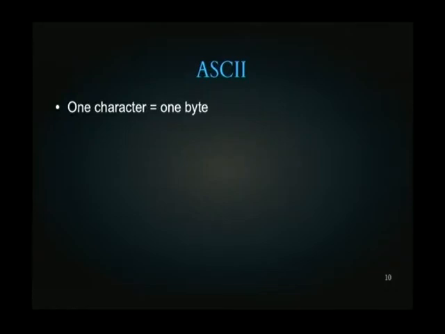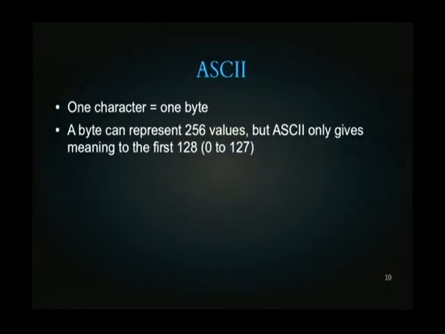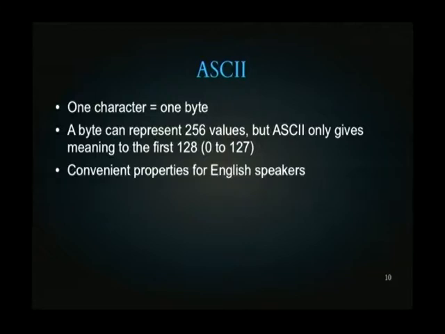Pretty simple. Everyone knows that a byte represents 256 values, but ASCII only defines meanings for the first 128 numbers, so that's 0 to 127. And it's very convenient for English speakers.